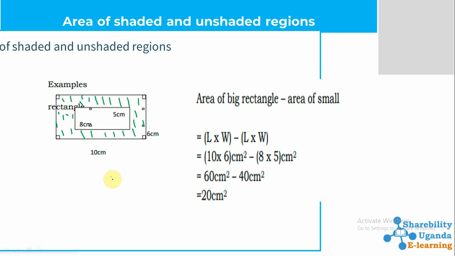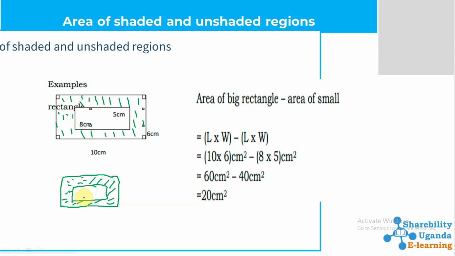We shall only need to find out the area of this part which is shaded only. Okay, all this is shaded, but they just only want, so the whole rectangle is this, but they only want this part which is shaded.